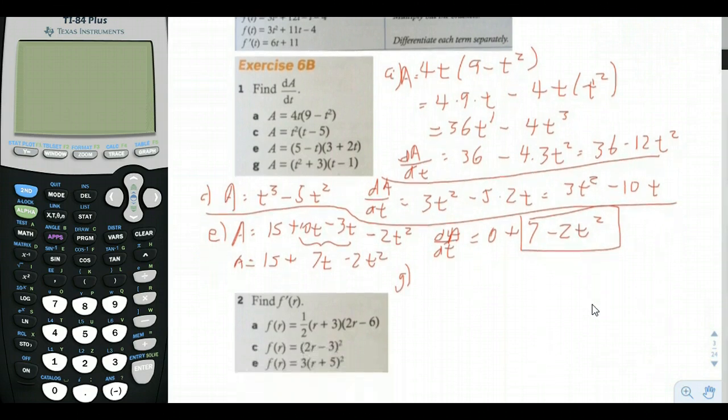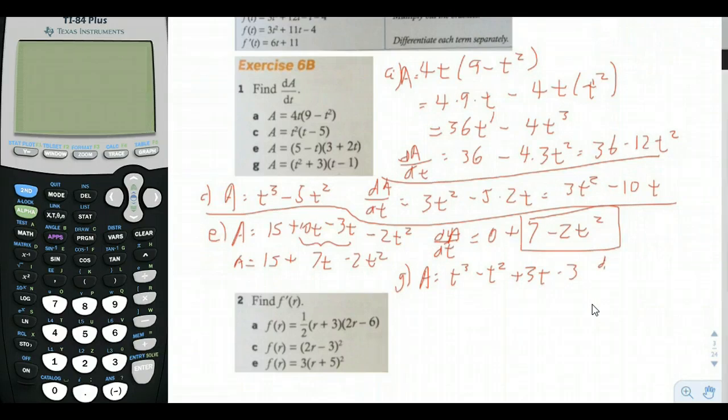So g, we just need to simplify that. Again, we're going to do FOIL. So we have t cubed for the first terms multiplied together. The outside terms multiplied together gives us negative t squared. The inside terms multiplied together gives us plus 3t. And the last terms multiplied together gives us negative 3.